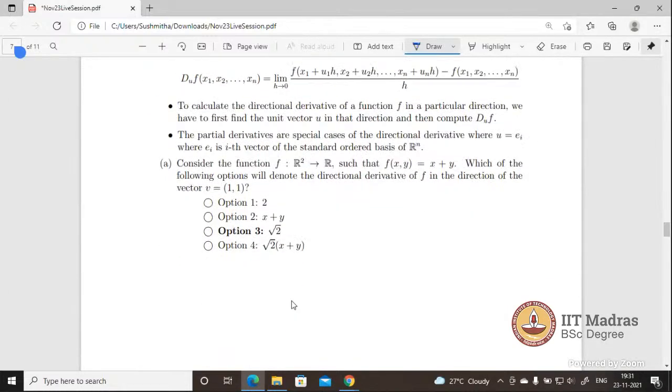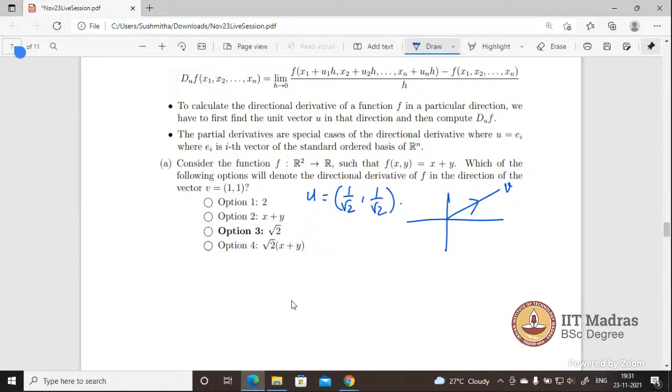Okay, so I have the function f from R2 to R, f of x, y equals x plus y. I need to find the directional derivative in the direction of the vector (1, 1). So what is the unit vector in that direction? How will I find the unit vector? By dividing by the norm. So what is the unit vector that I will have? 1 by root 2, 1 by root 2.